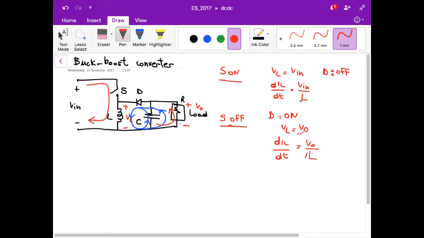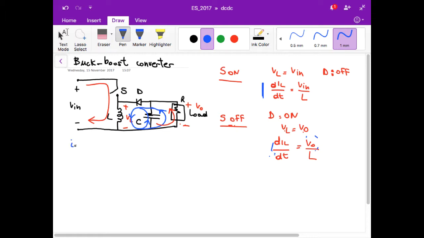Again, we have a situation which is very similar to what we have discussed before. In a situation in which the behavior is completely periodic, so in stationary conditions, VO and Vin must have opposite sign. Because if Vin is positive and the current increases during T on, then the current must decrease during T off, which means that VO must be negative.